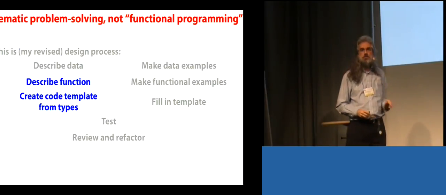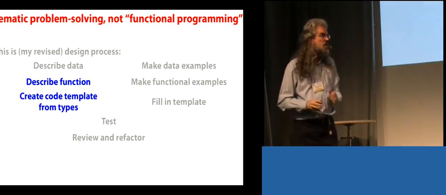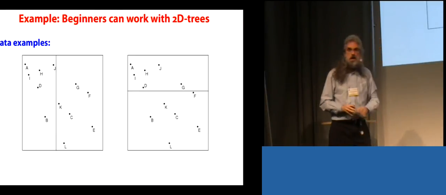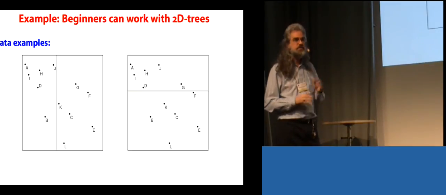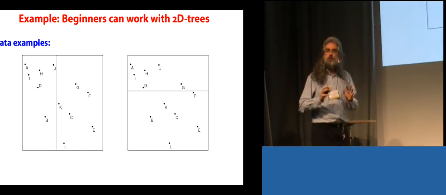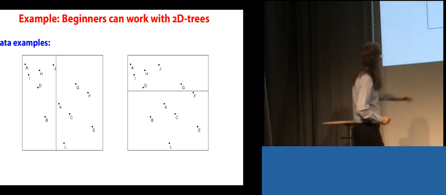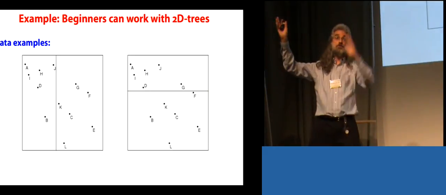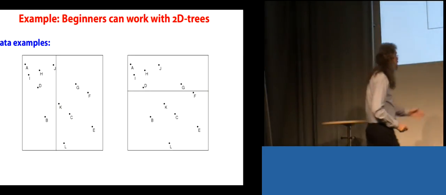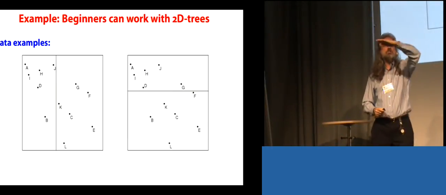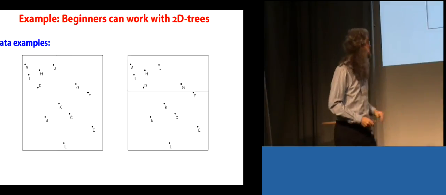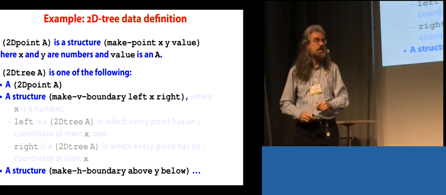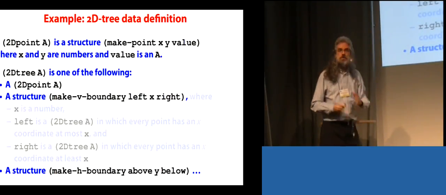I'm going to talk about a couple of parts of the method that are difficult for students. But before I do that, I want to show you an example, at least, of these early steps. So I'm going to leap straight to some data examples. This is a data structure that we did, a 2D tree, for finding points in two-dimensional space. And over on the left, I've got an example that says a tree can be made with a vertical boundary. You've got left subtree, right subtree containing some points. Or a tree can be made with a horizontal boundary, and above subtree, below subtree, and again some points. So those are the examples. I've flipped the order. Here is the data definition. I'm going to start with just a point.